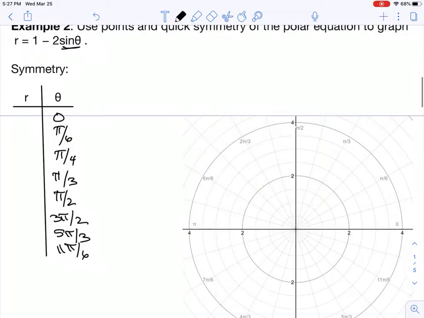Okay, so let's try these. Remember, our equation is 1 minus 2 sine theta. So we plug in 0, and that's going to give us 1 minus... So you all plug them into your calculator and get your table. And I got this. 0 will be 1. Pi over 6.